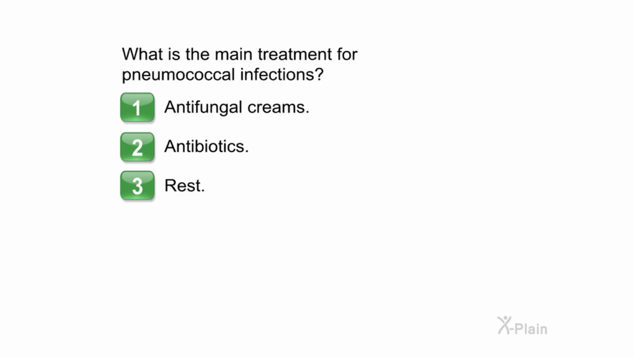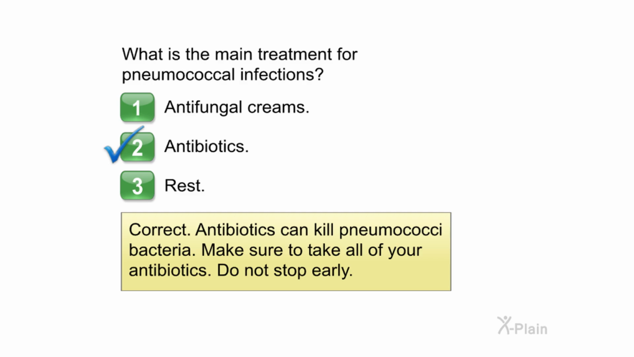What is the main treatment for pneumococcal infections? Choose one of the following. 1. Antifungal creams. 2. Antibiotics. 3. Rest. Correct. Antibiotics can kill pneumococci bacteria. Make sure to take all of your antibiotics. Do not stop early.